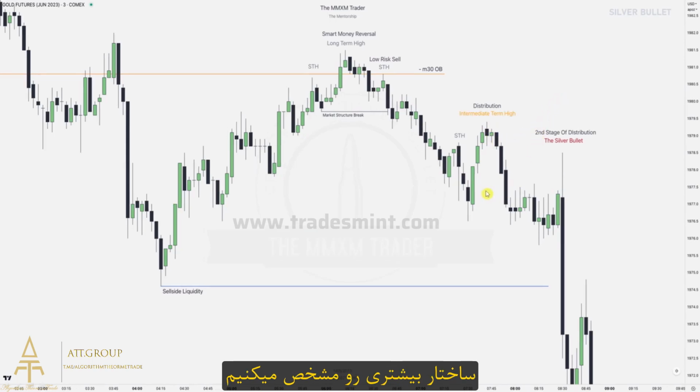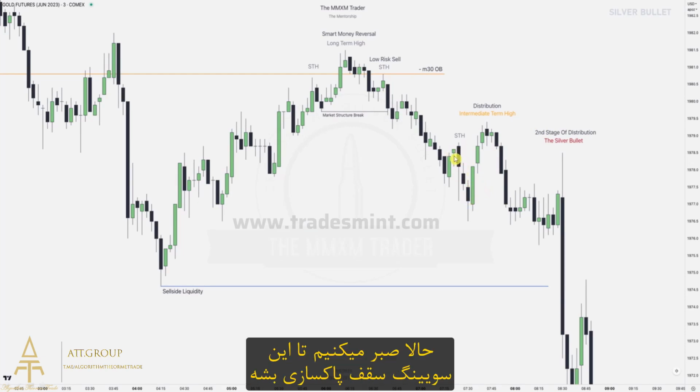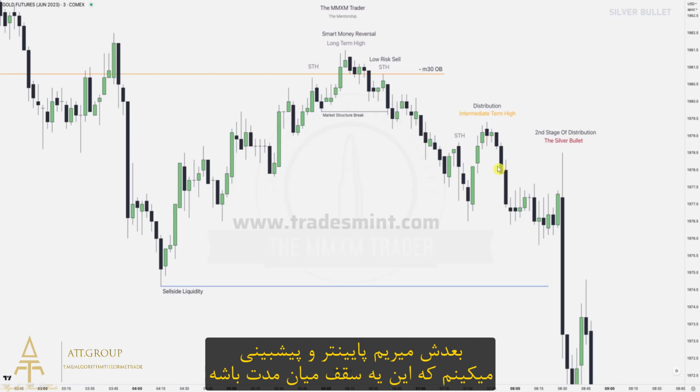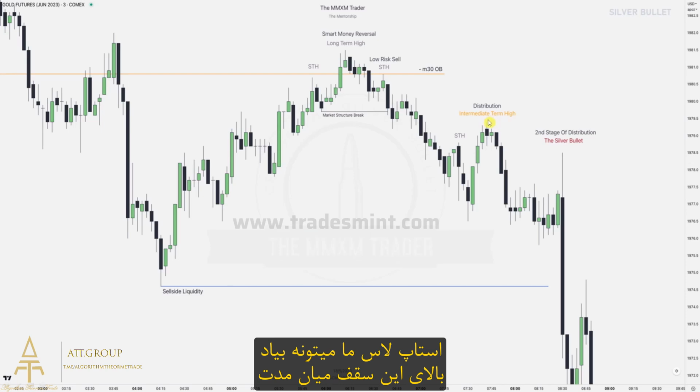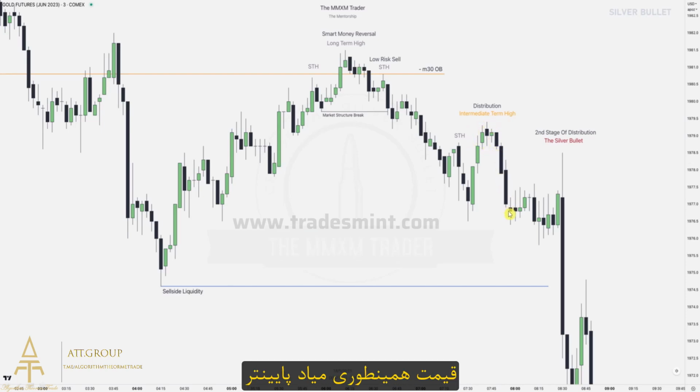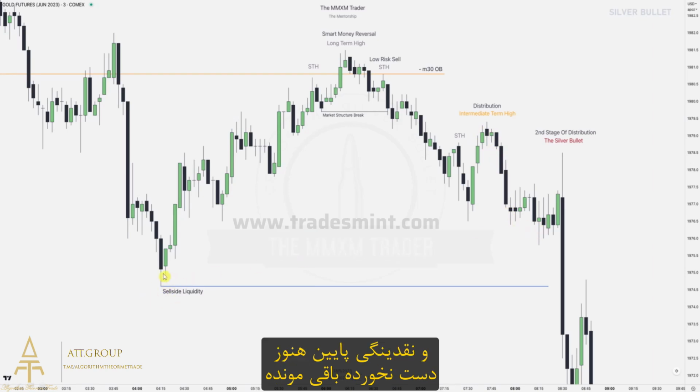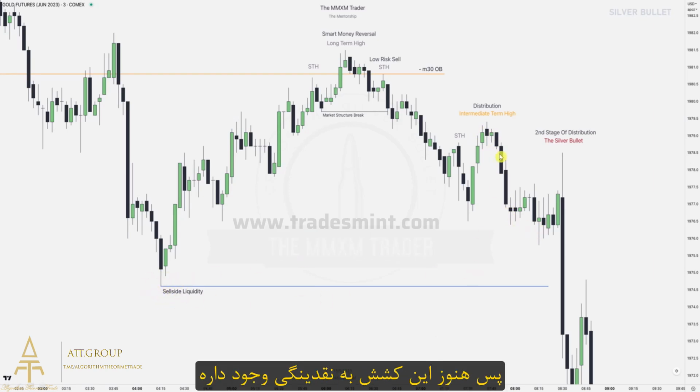Outlining some more structure, right? We have this swing high over here. Now we wait for this swing high to get raided and dropping down further and anticipating this to be an intermediate term high. So immediately our stop loss could be above here once we look for that second stage of distribution, right? That silver bullet setup. Price drops down lower, lower, lower. Sell side liquidity is still intact, right? So our draw on liquidity is still present.